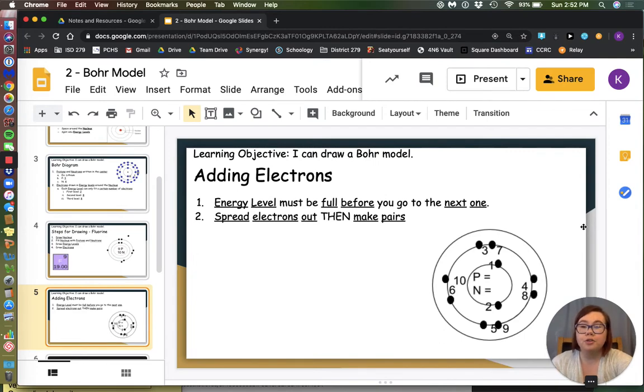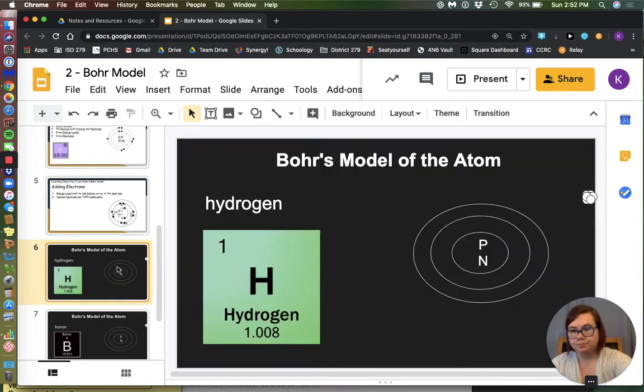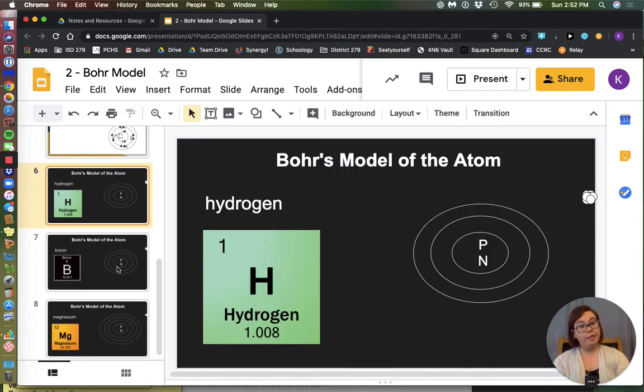Otherwise, we're going to go through 3 examples of drawing some more Bohr models that might be helpful when you're doing this assignment. So let me go on to the next slide. So here is our hydrogen atom, which is our very first element. So it's one of our easier ones to draw. And I gave you the periodic table square here.